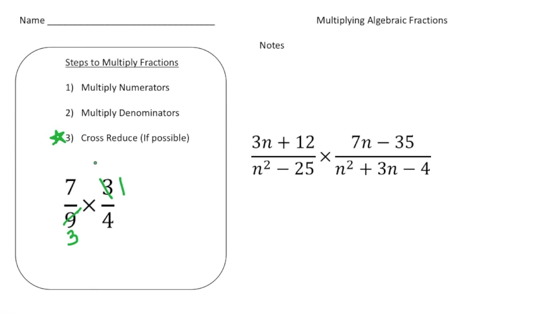So now I can jump to step 1. So 7 times 1 is 7. And then step 2, 3 times 4 is 12. And our answer is 7/12.